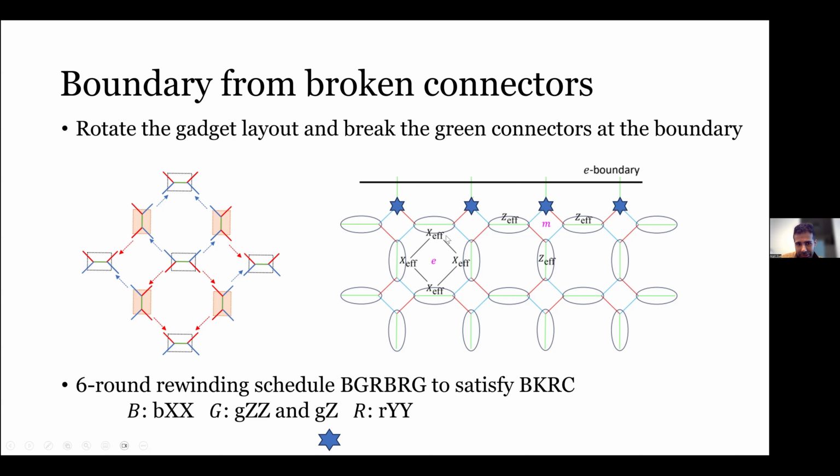And so this is a sort of 6-round rewinding schedule, and it comes out of this philosophy of broken connectors and trying to modify the schedule such that you satisfy both of our fault tolerance conditions. One of the fault tolerance conditions we had was this bond kernel rank condition. And I want to say that that's the one that requires a 6 round rewinding schedule if you want to satisfy that.